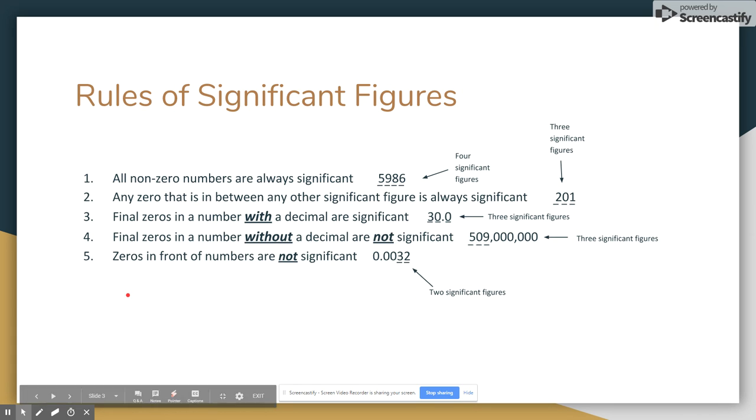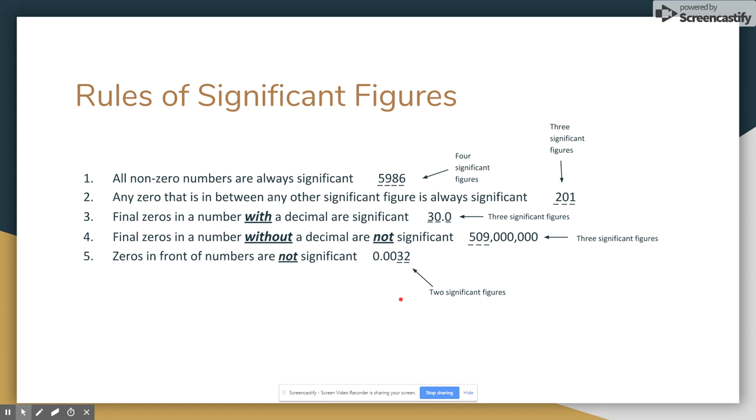So you're going to have to know the five rules of significant figures to be able to do sig figs. The first one is that any number that's not zero is significant. So these four numbers right here, none of them are zero, therefore all of them are significant. Second is that any zero between any sig figs is going to be significant. So you see here we have 201. Because the zero is in between two other sig figs, the zero will be a sig fig itself.